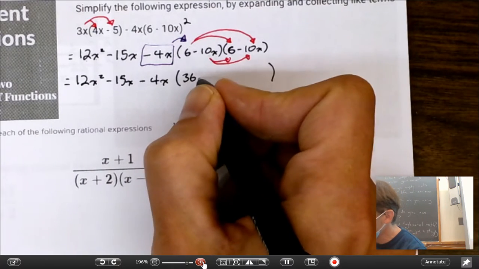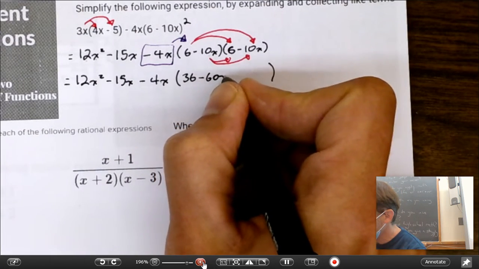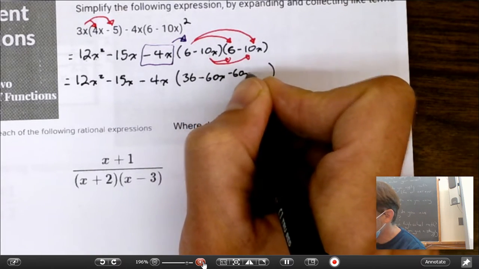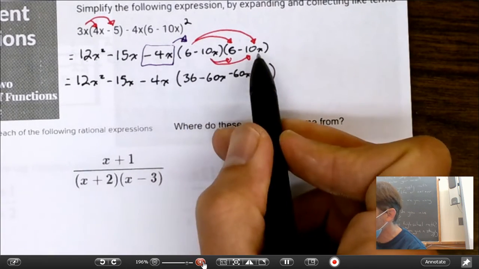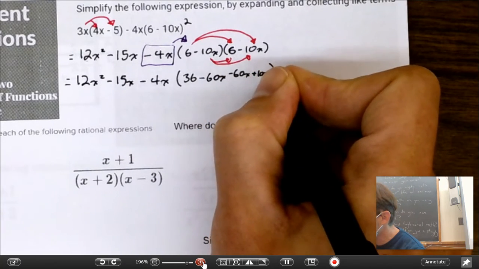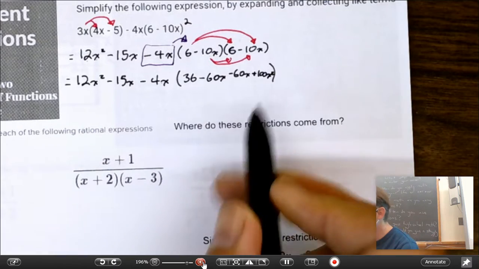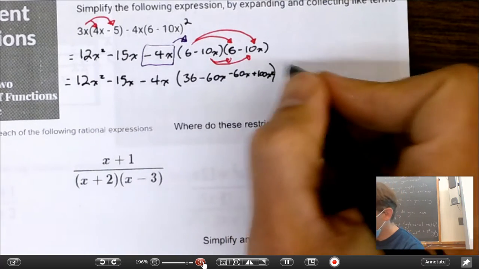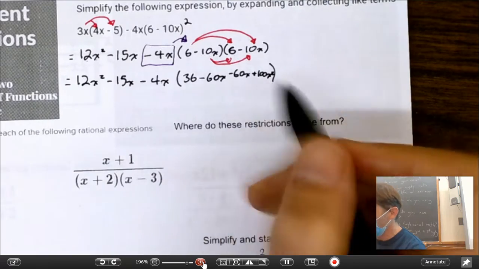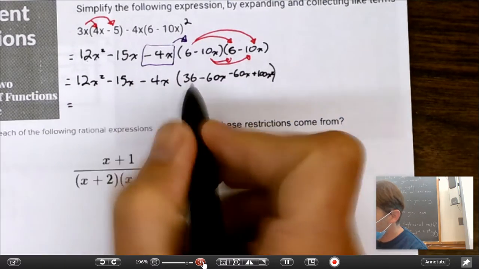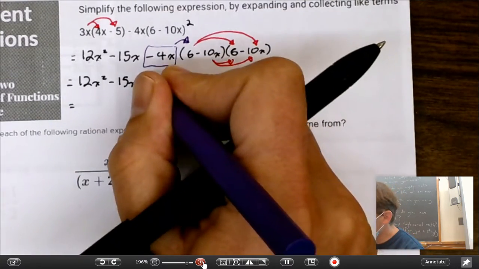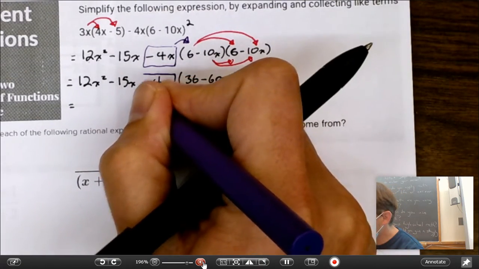6 times negative 10x is negative 60x. Negative 10x times 6 is negative 60x. Careful with your signs. And then negative 10x times negative 10x, positive 100x squared. Okay, so now I'm seeing that I should have drawn this bracket a little bigger. That's 100x squared.